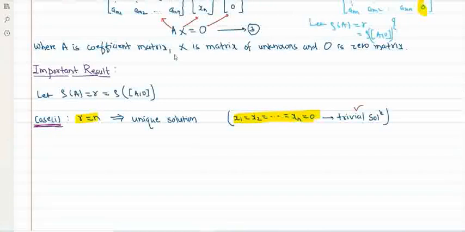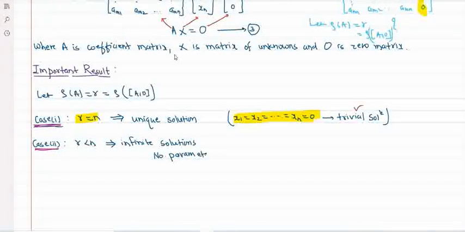Second case, if R is less than the number of unknowns, what is the case in a non-homogeneous system? Infinite solutions. The same thing, same technique. Here also you will get infinite solutions, and the number of parameters is given by the same formula, n minus r.